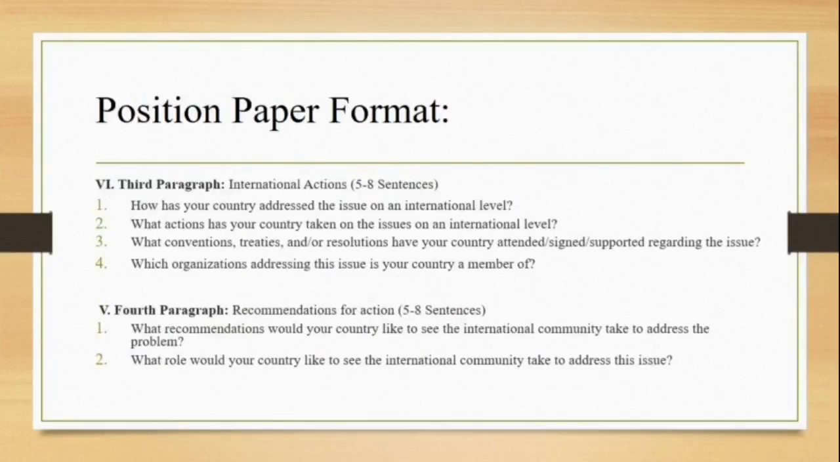The third paragraph has to include the international actions, and it is of 5 to 8 sentences, answering these 4 questions. How has your country addressed the issue on an international level? What actions has your country taken on the issue on an international level? What conventions, treaties, or any other resolutions has your country attended or signed or supported regarding this issue? What organizations addressing this issue is your country a member of?